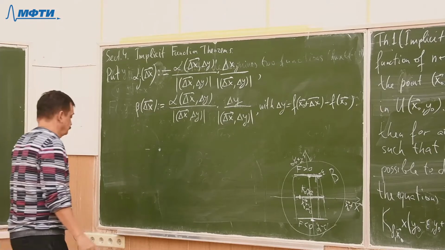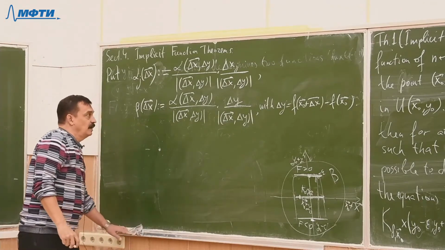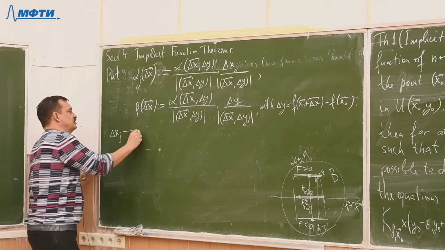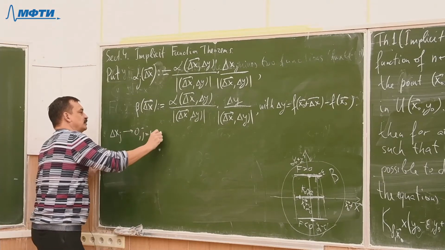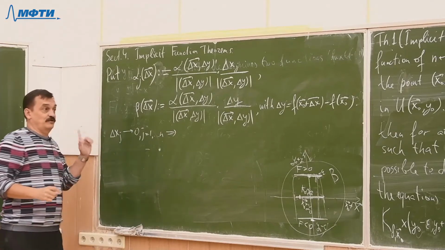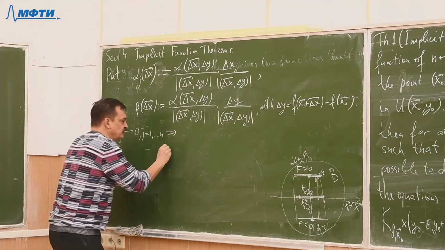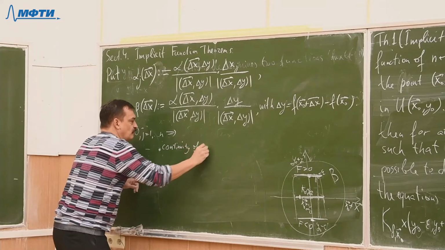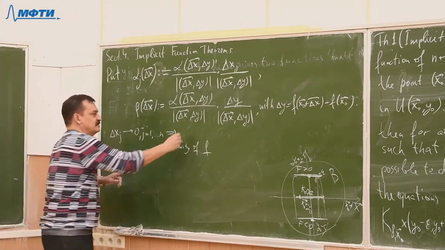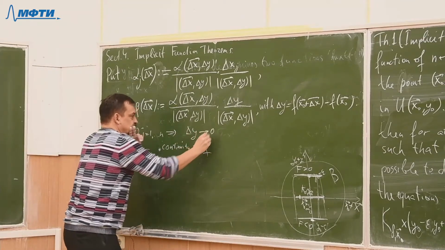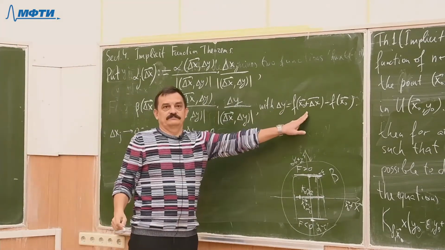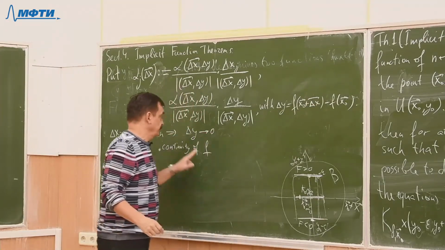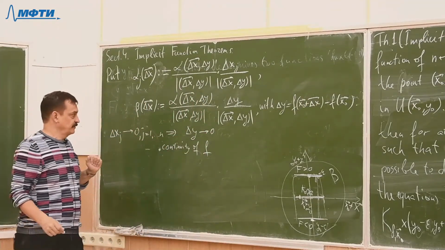Okay. Then, as we know, if delta xj tends to 0, j from 1 up to n, then what happens? First of all, continuity of f guarantees that delta y tends to 0, right? F is continuous, so if the vector tends to 0, then delta y tends to 0, right?